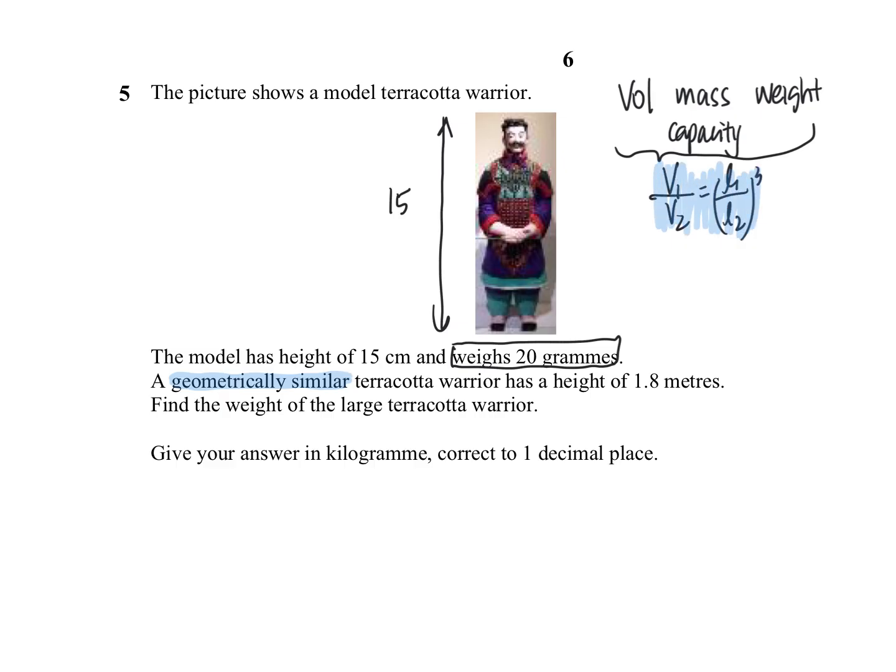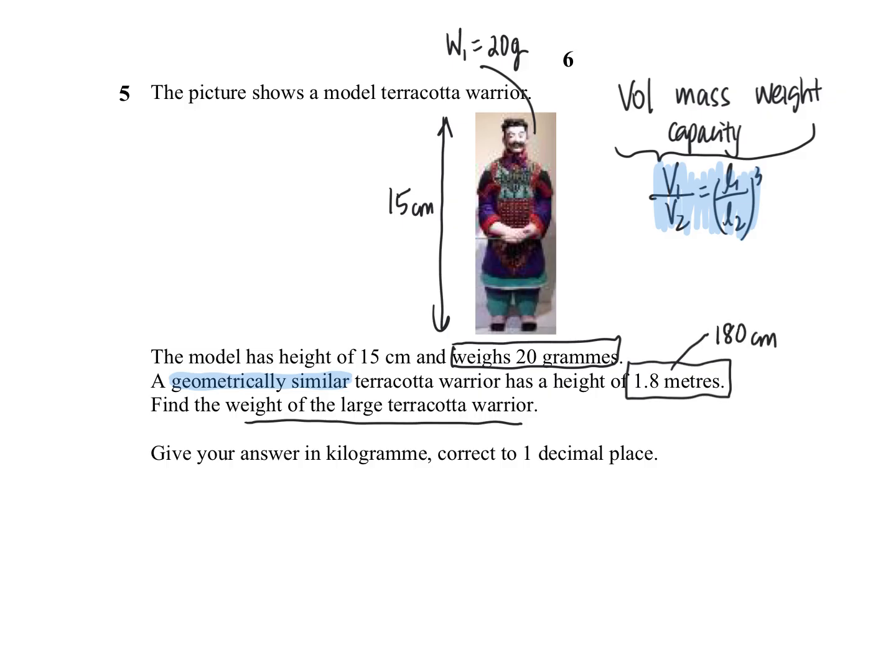Okay, so they tell you that the weight is 20 grams for the model. Then find the weight of the larger one if the height is 1.8 meters. So take note of the unit. This is 15 cm, but this is meters. So you either convert the 15 cm to meters or you convert the meters to cm. So I think this one is easier.